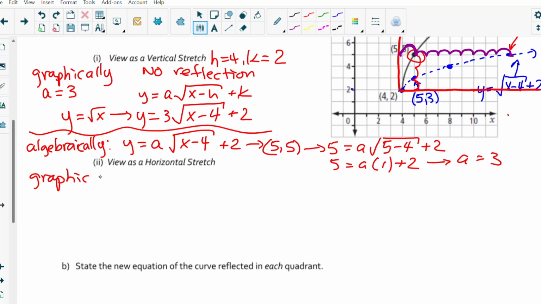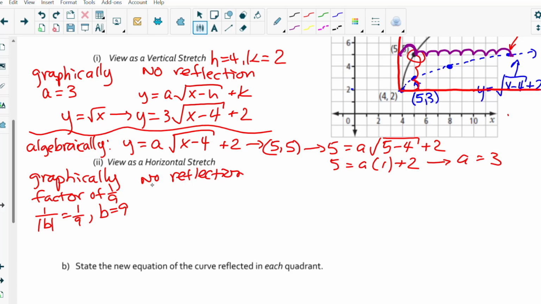So graphically, b equals 1/9. Oh, sorry about that. The x value is transformed by a factor of 1/9, which means 1 over the absolute value of b equals 1/9. Therefore, my b value is 9. Again, no reflection. And I know my h value is 4 and my k value is 2.